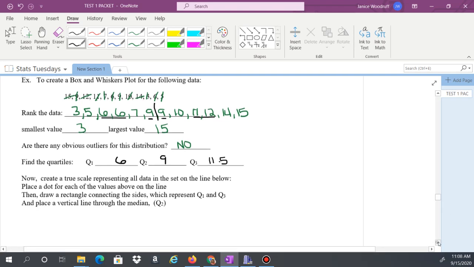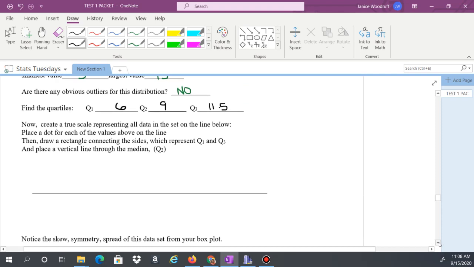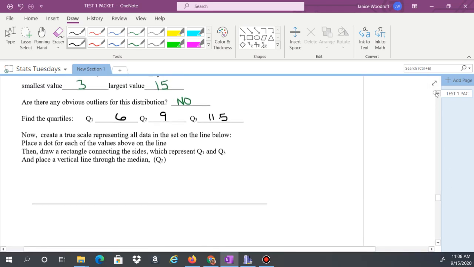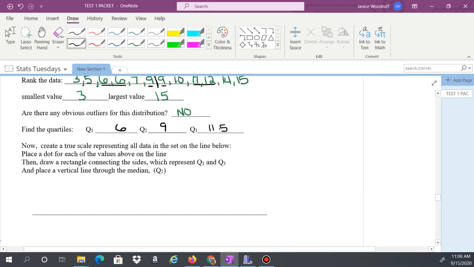So here's how you make a box and whisker plot. You have a line down here. On the very end of the line, you're going to draw like a vertical mark. You're going to put your lowest value, so 3. And then over here, you're going to do your highest value, 15. So that's a spread of 12. So I want to make 12 marks.